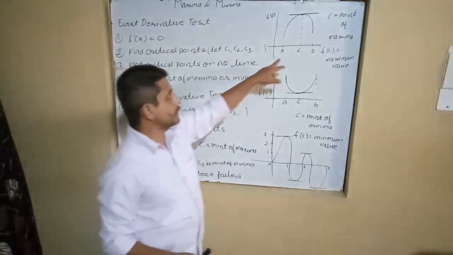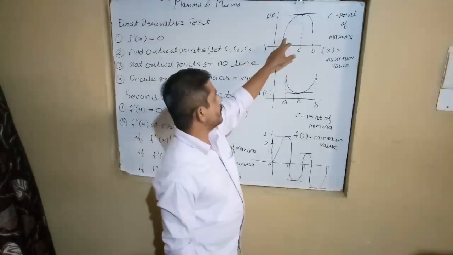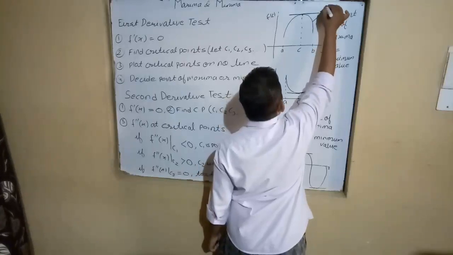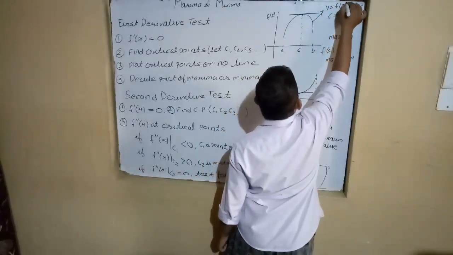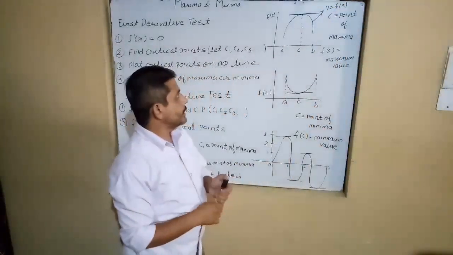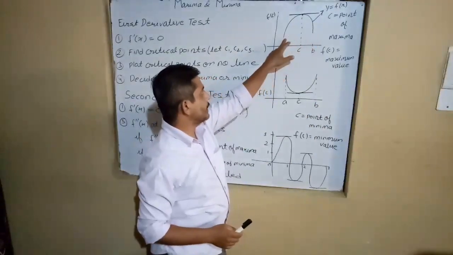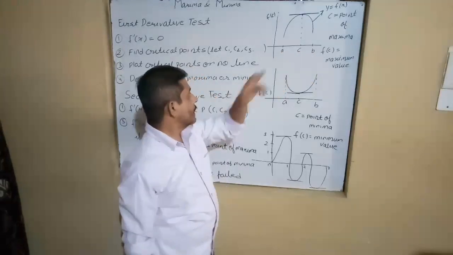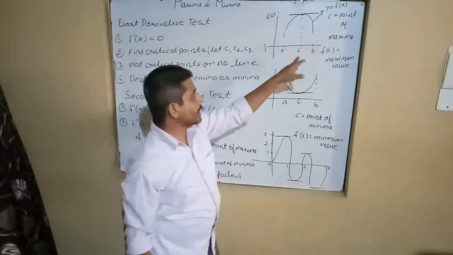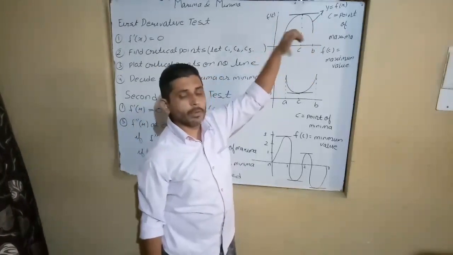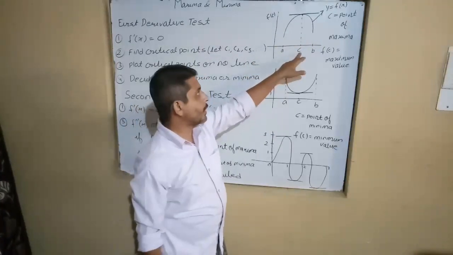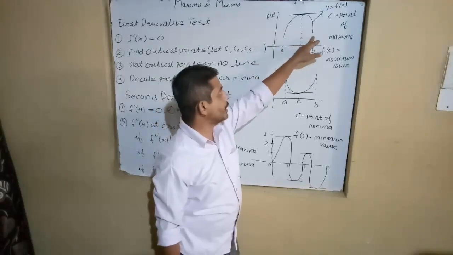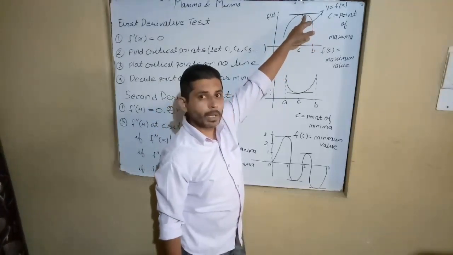So look at the first graph here. Suppose this is the graph of a function y = f(x), and its endpoints lie between a and b. What is the maximum value? Where is the maximum value attained on this graph? At a point C. We can see here that at the point C the curve attains the maximum value.